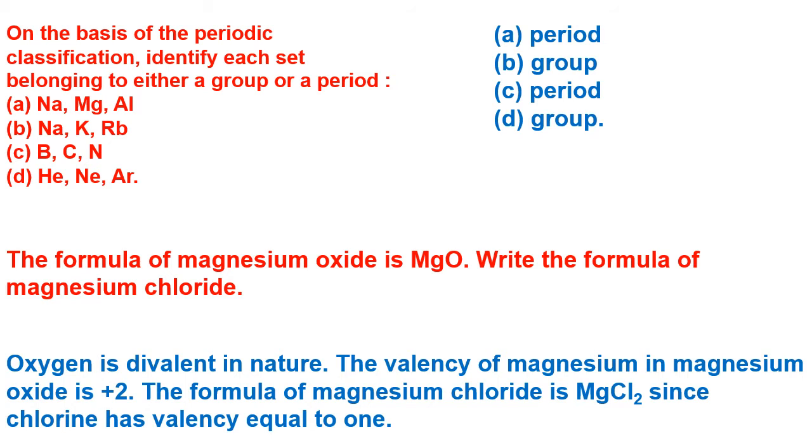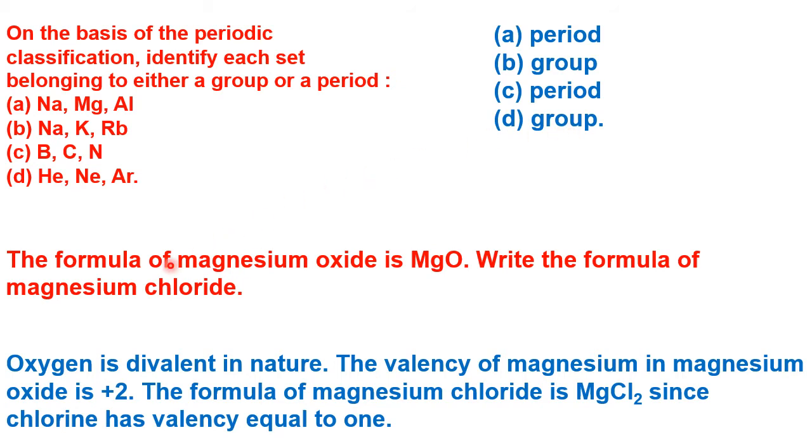Now, on the basis of the periodic classification, identify each set belonging to either a group or a period. Sodium, magnesium, aluminum, 11, 12, 13, they belong to the same period. So, it is a period answer. Sodium, potassium, rubidium, top to bottom, it is a group. So, they belong to a particular group. Boron, carbon, nitrogen, boron 5, 6, 7 belong to the period. Okay, right. Helium, neon, argon, they are the noble gases. Last 18th group. So, they belong to the group. So, it is a group. Okay, right.